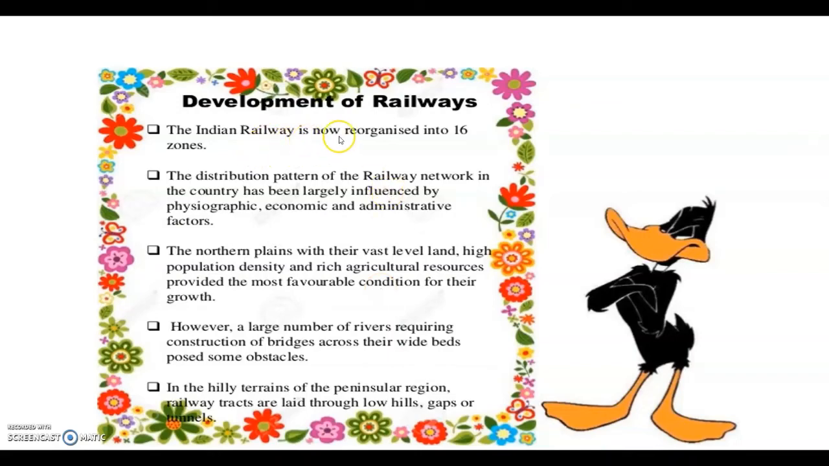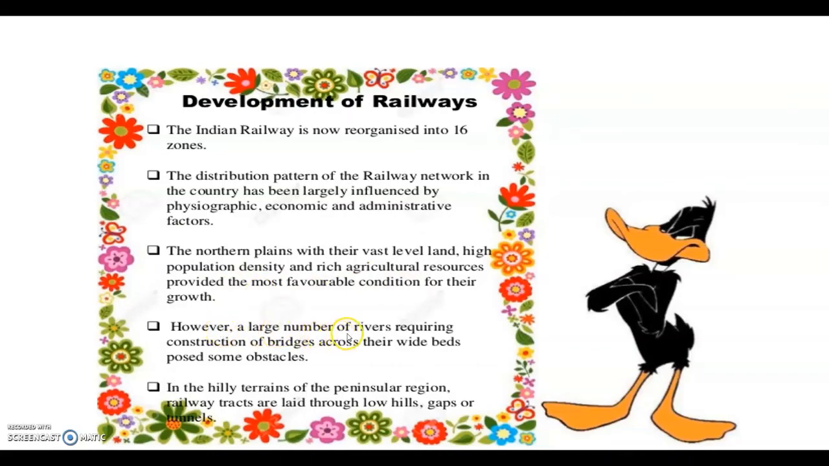The Indian Railway is now reorganized into 16 zones. The distribution pattern of the railway network in the country has been largely influenced by physiographic, economic, and administrative factors. The northern plains, with their vast level land, high population density, and rich agricultural resources, provided the most favorable condition for their growth.